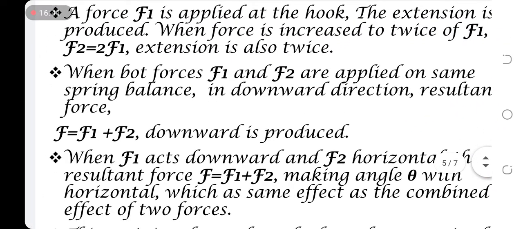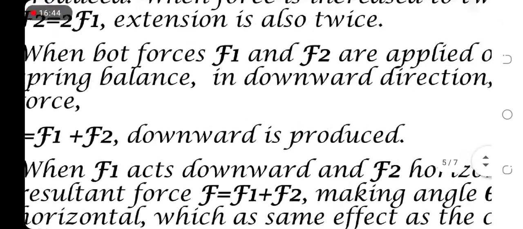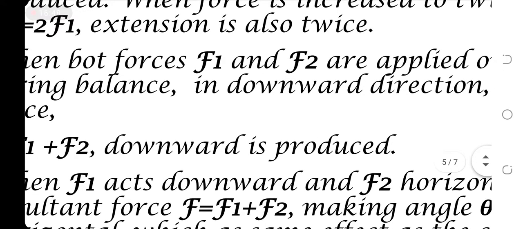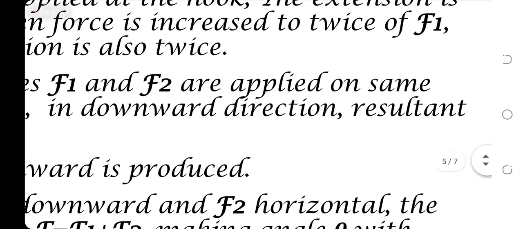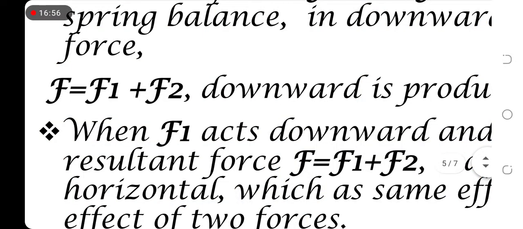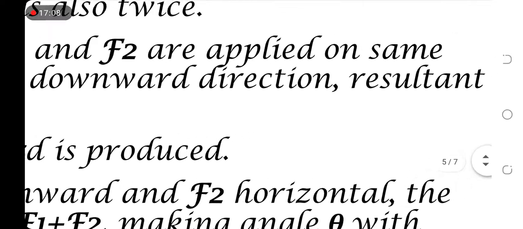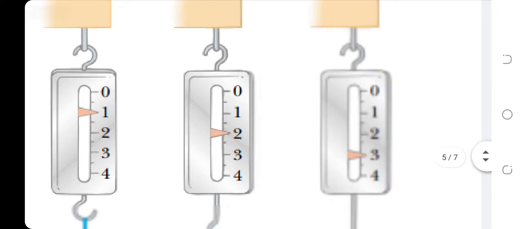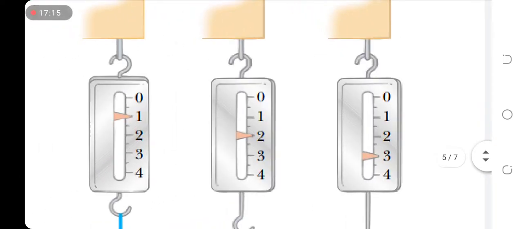So, when both forces F1 and F2 are applied on the same spring balance in the downward direction, the resultant force can be written as F = F1 + F2. That is the vector form. Here boldface is used, not the arrowhead above the vectors. And the downward force is the resultant force produced by this. This is shown by the third spring.